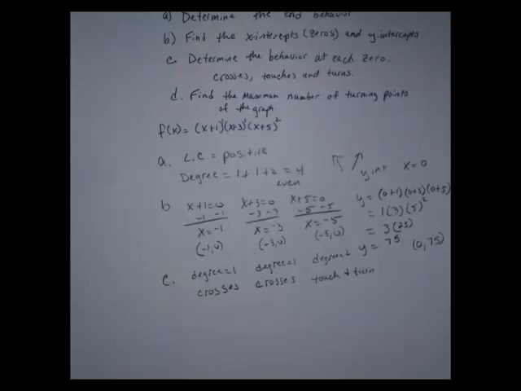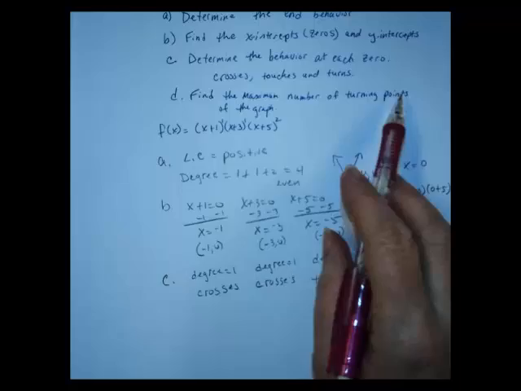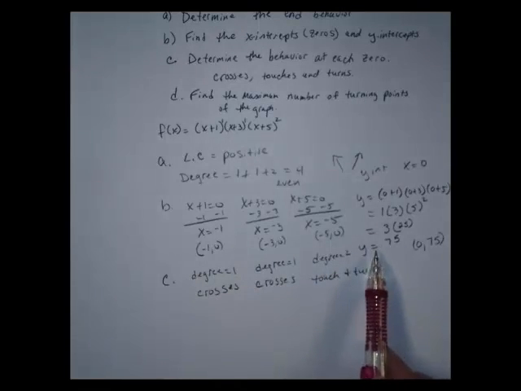All right, so the last thing that we need to do is find the maximum number of turning points of the graph. Now, let me clarify on here, when we're talking about this behavior, we're not looking at what happens at the y value because that's not the zeros we're looking for. That's a y-intercept. It's not the same as the x-intercepts.